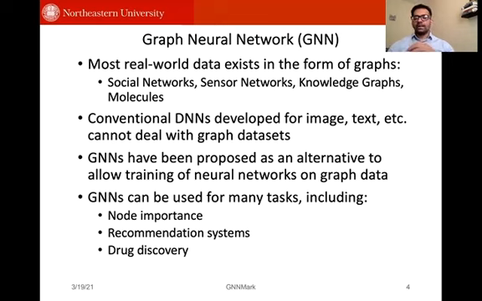So the problem is that conventional DNNs, which are developed for image or text, such as the popular ResNet or AlexNet, cannot deal with graph datasets. And there are a number of reasons for this. The first is that graphs are inherently non-Euclidean, unlike image and text. They also have a very complex topology, and the graphs can be of arbitrary size. So this makes it challenging to define operations such as convolutions on a graph.